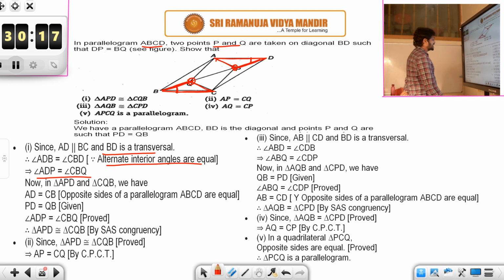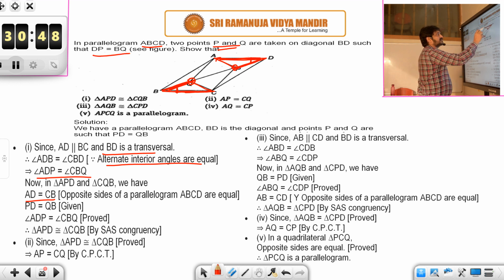Next, in triangle APD and CQB, in these two triangles, if you look at this, AD is equal to CB because these are opposite sides of a parallelogram. AD is equal to CB. And then PD is equal to QB. PD is equal to QB. Why? Because that is how P and Q points are constructed.